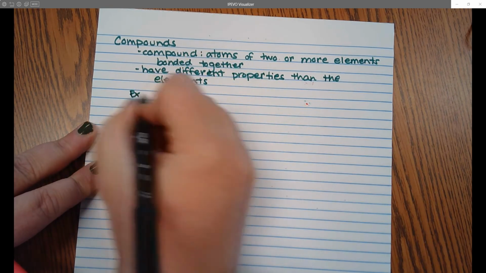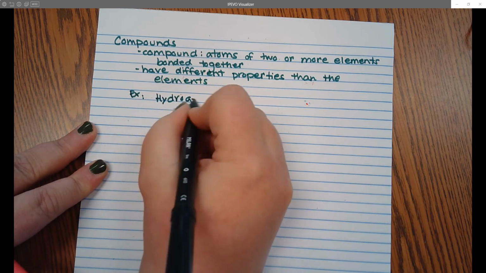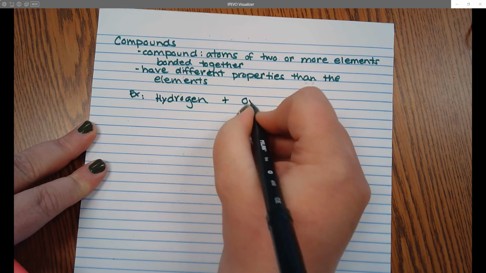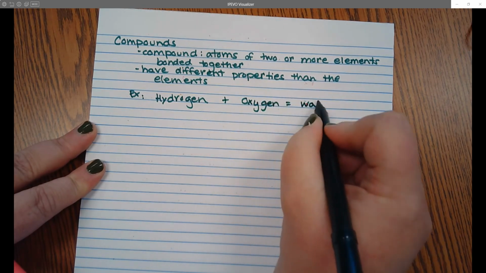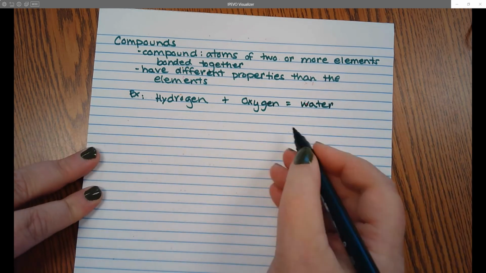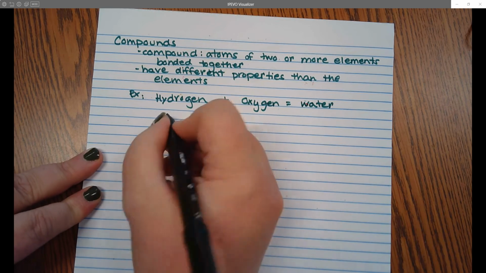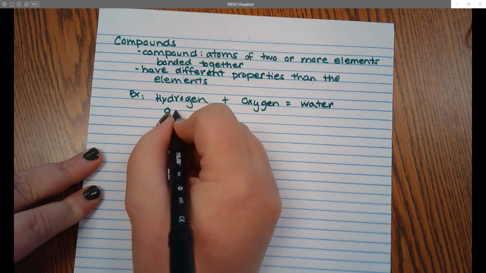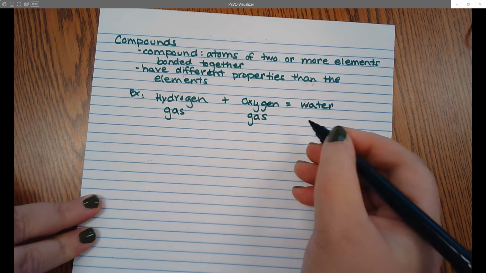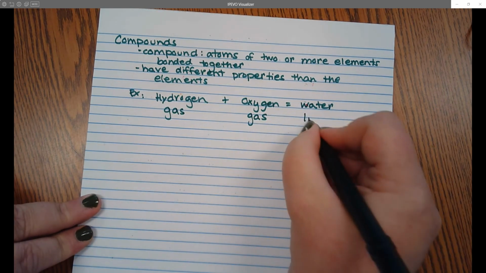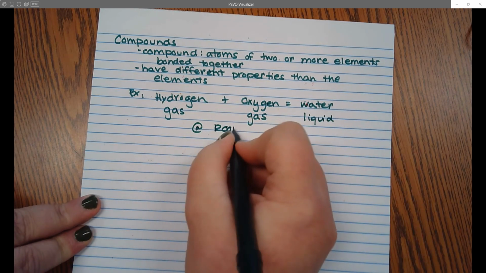For example, water, yet again. So we have hydrogen plus oxygen equals water. So all of these are colorless and odorless. But one is a gas, actually two are a gas. So hydrogen and oxygen are gases, but water is a liquid. And this is all at room temperature.